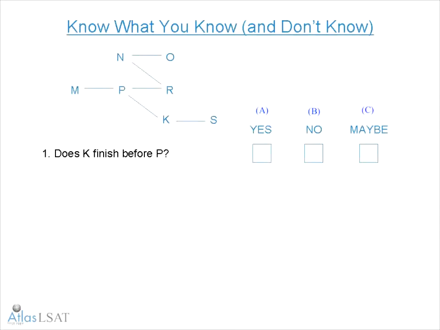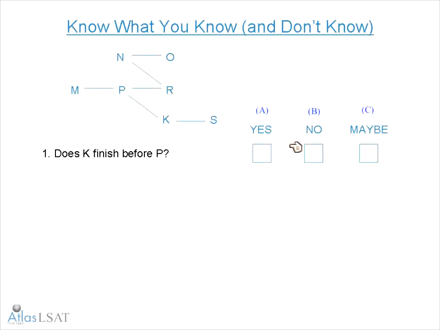So let's start with a little quiz, which we'll title Know What You Know and Don't Know. And here's our diagram, our tree diagram. By the way, this tree diagram is only for this type of logic game. So please don't watch this recording and then go and take the LSAT the next day and try to do this for every game. So my first question is, does K finish before P?